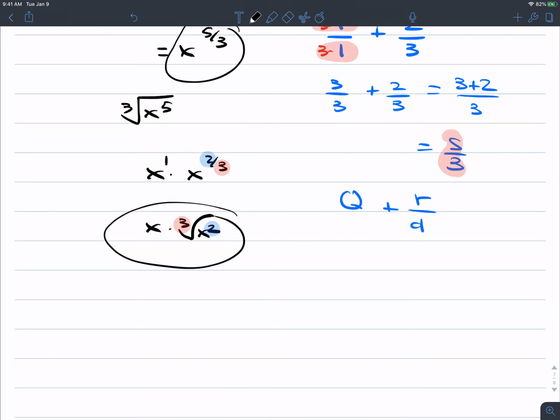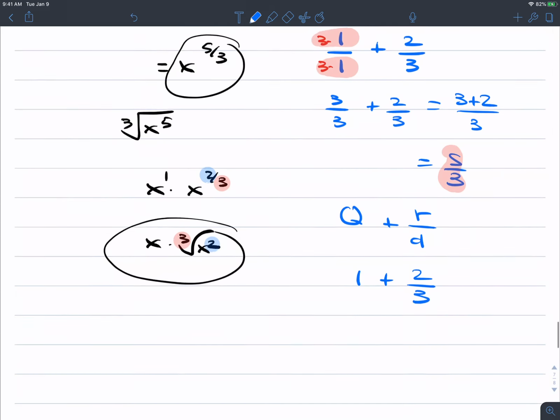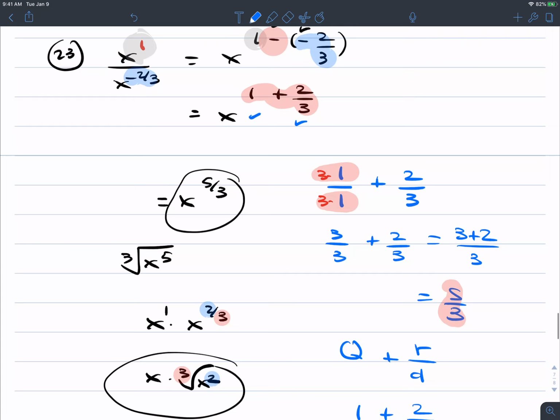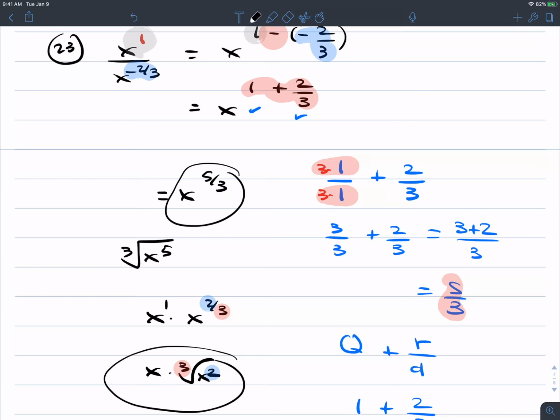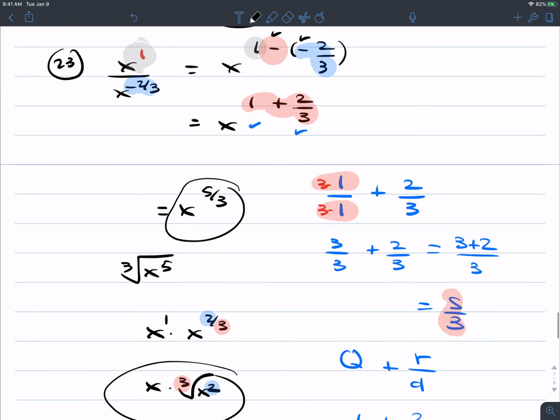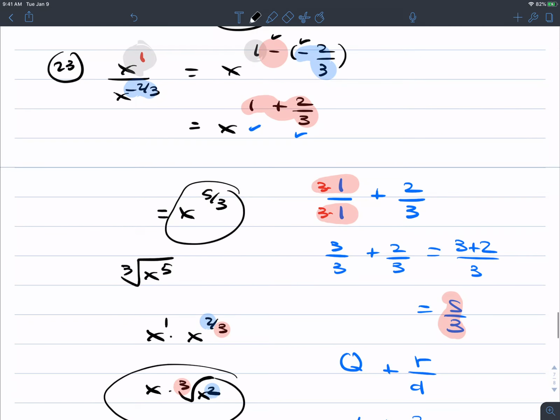So I just want to point out to you guys that I did happen to notice that this is 1 plus two-thirds. Got a mistake? Yeah. Oh, what do we do? Okay. It's been a long day. So, what was the mistake? Did I not write that okay? 1 plus 2 thirds should be 3 thirds plus 2 thirds is 5 thirds, right?